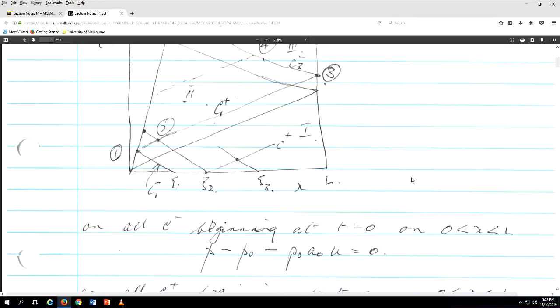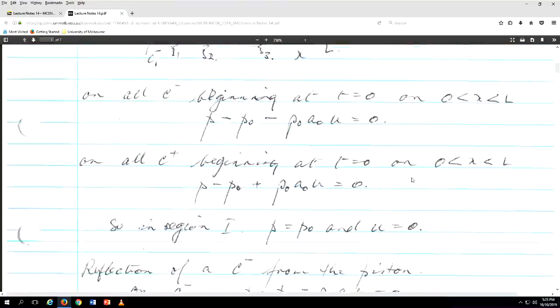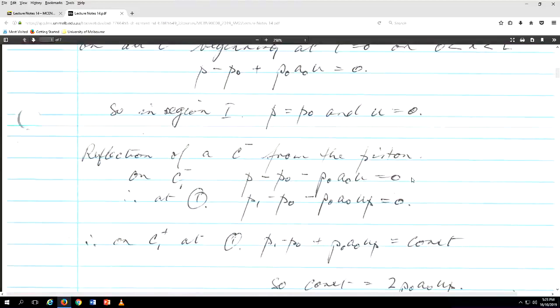So that's the whole idea. And I don't want to belabor it, but it's a very powerful idea. The method of characteristics is a very powerful idea. So, just one more question, please. Yeah.